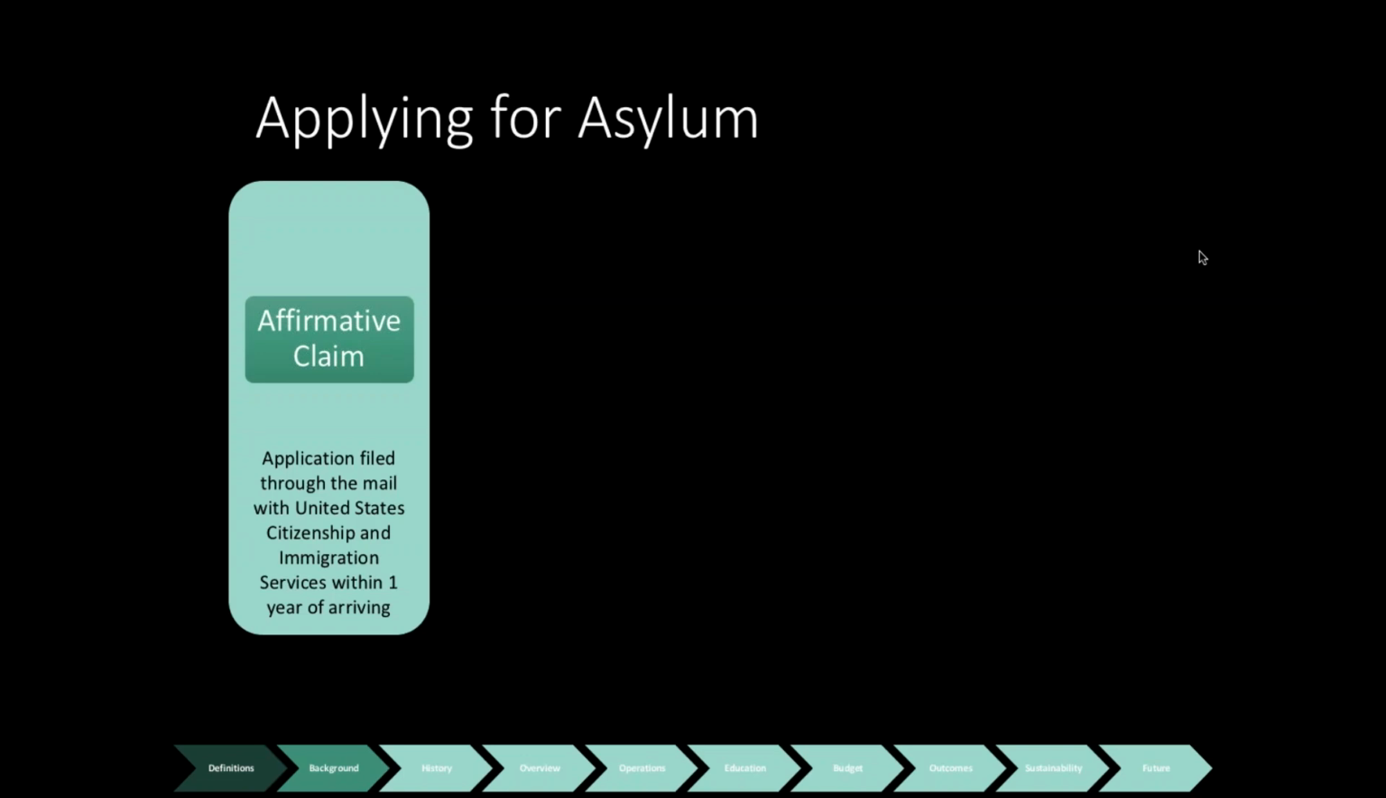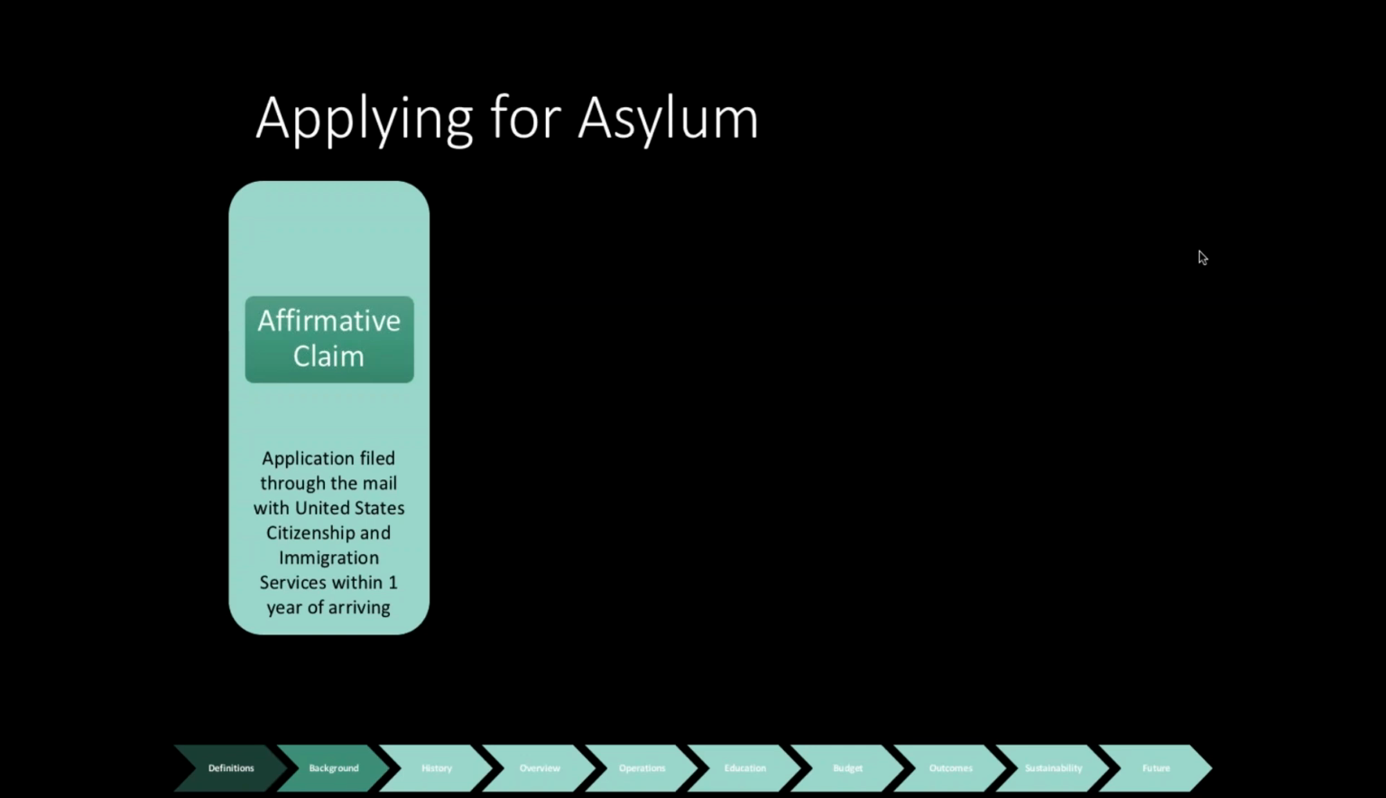So the process of an asylee applying for asylum is actually very long and convoluted, but this hopefully will kind of break down some confusion, and this is how we understand it. We are by no means legal experts, but this is a relatively simplified version. So once an asylee arrives in the United States, they can file for an affirmative claim. That is, they send a written application through the mail to the U.S. Citizenship and Immigration Services, and they have 1 year within arriving to do that.